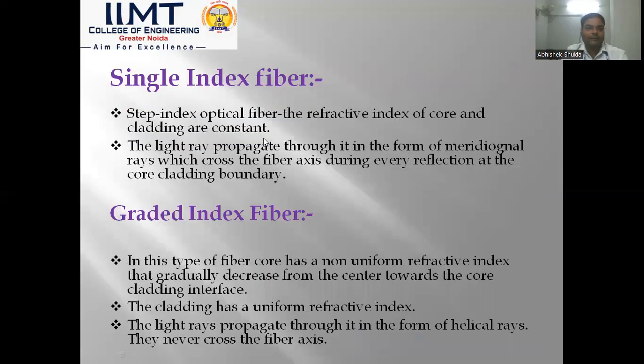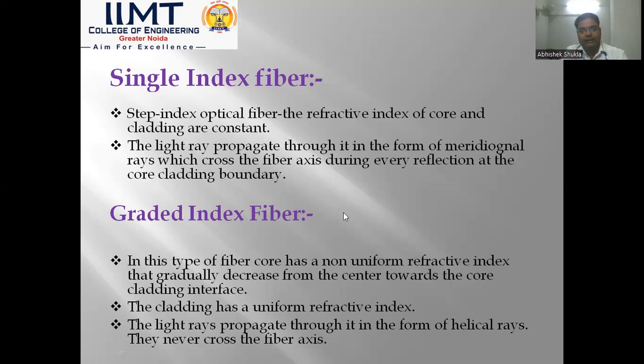So basically, in step index fiber, the refractive index of the core and cladding are constant. We have to keep in mind that the refractive index of the core and the cladding must be constant. The light propagates in the form of meridional rays, which cross the fiber axis through every direction of the core and cladding body. Means there should be a proper reflection process.